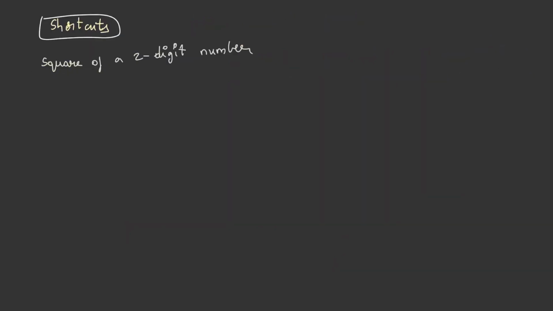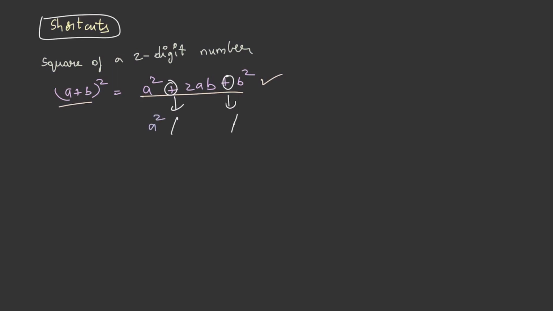In order to find the square of a 2-digit number, we need to know a formula, that is (a plus b) whole square is equal to a square plus 2ab plus b square. You might be confused, how do we use this formula in finding the squares? Firstly, replace the plus with a slash, and this becomes a square by 2ab by b square. This is the only formula you need to remember to find the squares of 2-digit and 3-digit numbers.